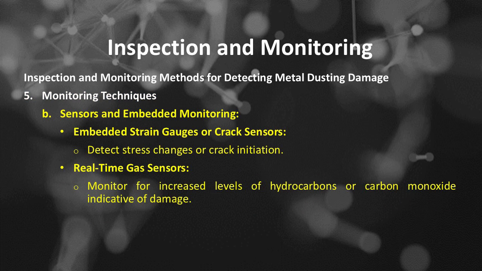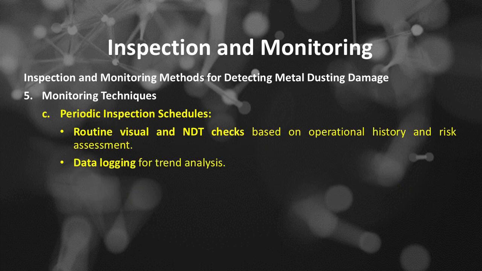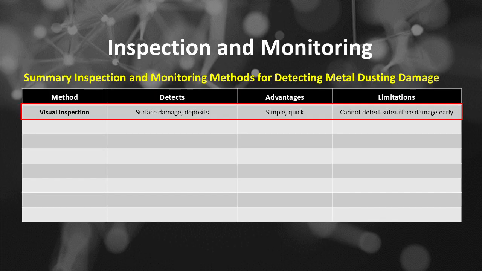Number B, sensors and embedded monitoring. Embedded strain gauges or crack sensors detect stress changes or crack initiation. Real-time gas sensors monitor for increased levels of hydrocarbons or carbon monoxide indicative of damage. Number C, periodic inspection schedules, routine visual and NDT checks based on operational history and risk assessment, and data logging for trend analysis. Summary: inspection and monitoring methods for detecting metal dusting damage.